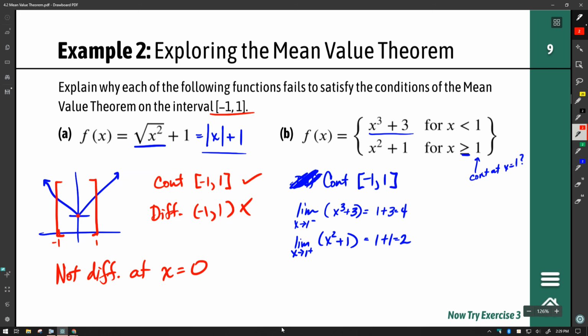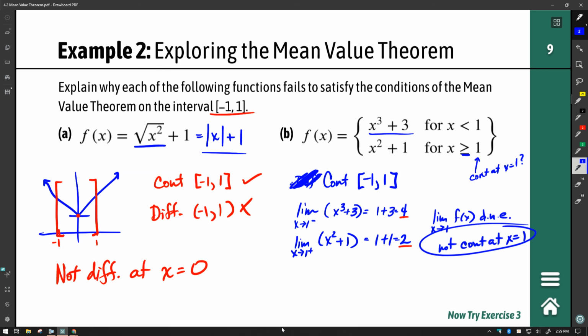And since these two values, 4 and 2, are not equal, the two-sided limit does not exist. We could say the limit as x approaches 1 two-sided of f of x does not exist. And because it doesn't exist, this function is not continuous at x equals 1. And that's actually the answer here. The mean value theorem doesn't apply because this function is not continuous at the right side of that interval. And remember, the hypothesis of the MVT is we wanted continuity on that entire closed interval.